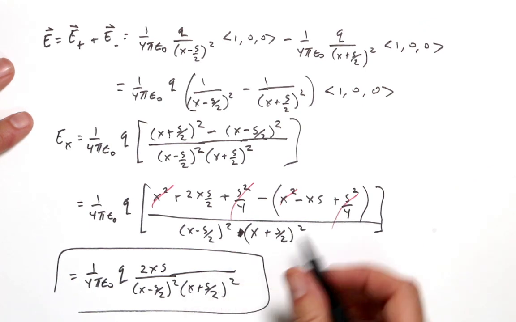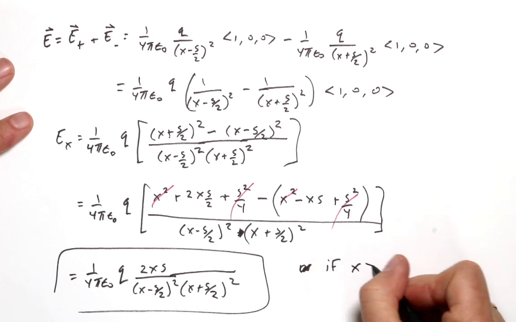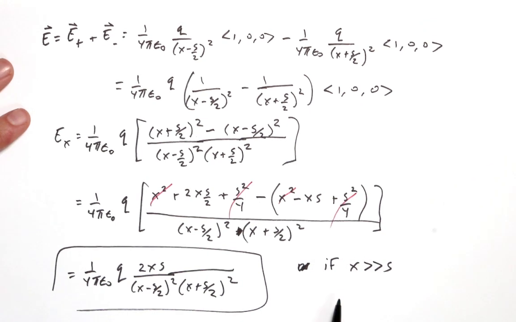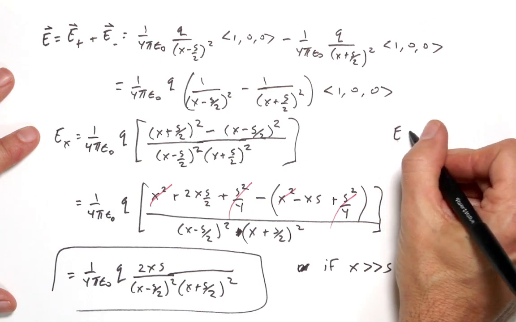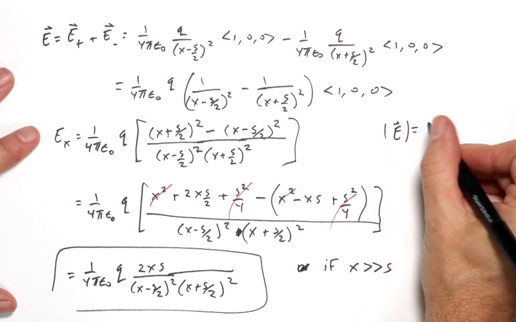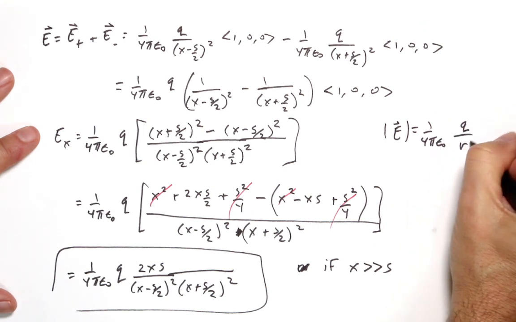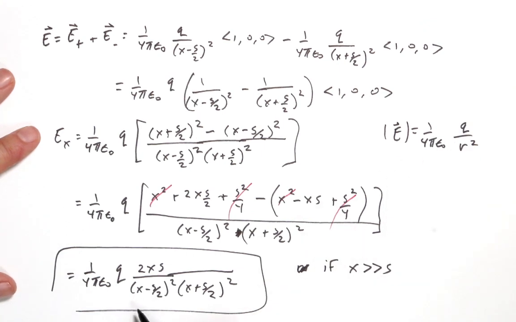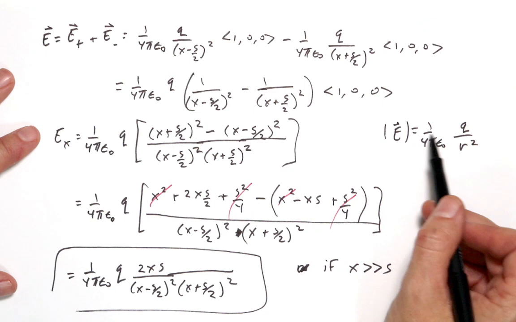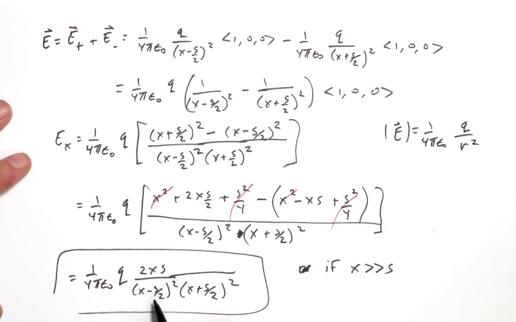So what if x is much greater than s? Well, let me check something first. Remember that the magnitude of the electric field due to a point charge is E equals 1 over 4 pi epsilon naught q over r squared. This has to have the same form, the same units. So it has a 1 over 4 pi epsilon naught, that's good. It's got charge over distance squared. Does this have charge over distance squared?